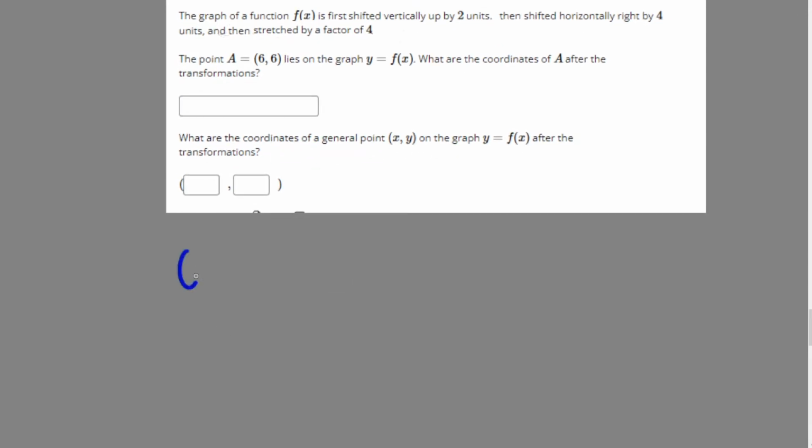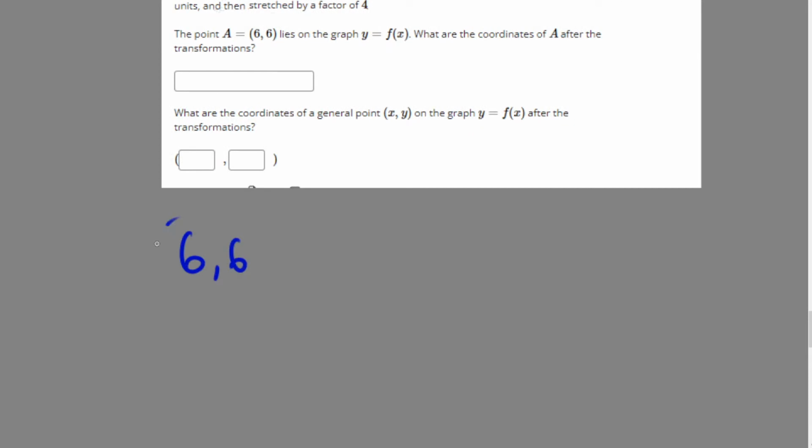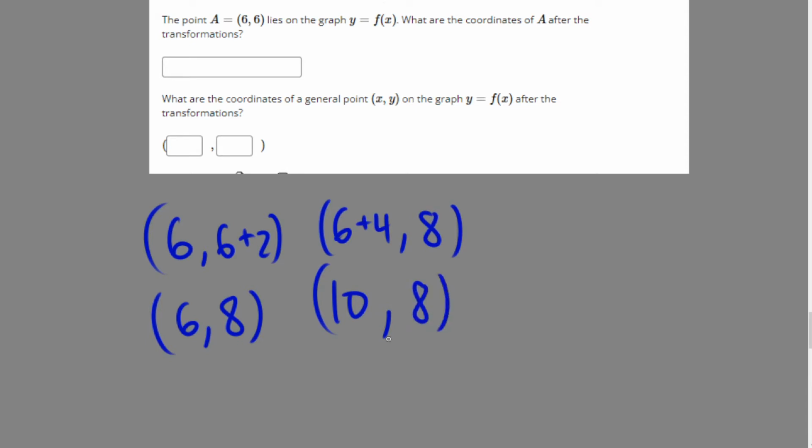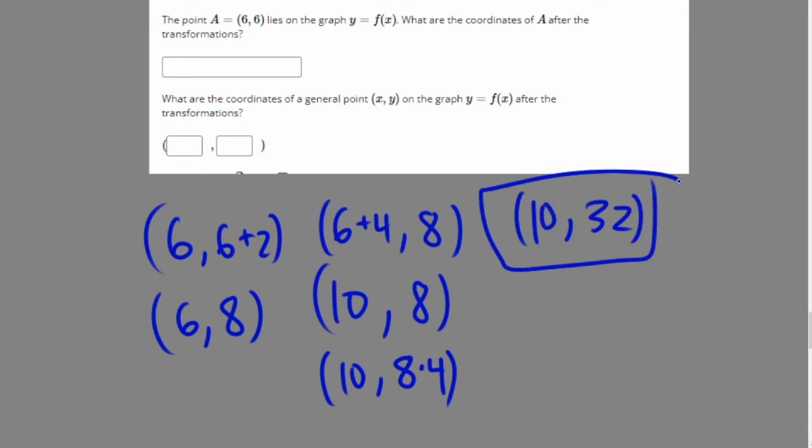So first, we have 6, 6. We shift it up vertically by 2, so 6, 8. And then we are going to shift it horizontally right by 4. So 6 plus 4, 8. And then that will give us 10, 8. And then we're going to stretch it by a factor of 4. So then we'll do 10, 8 times 4. That will give us 10, 32. And that's our new point.